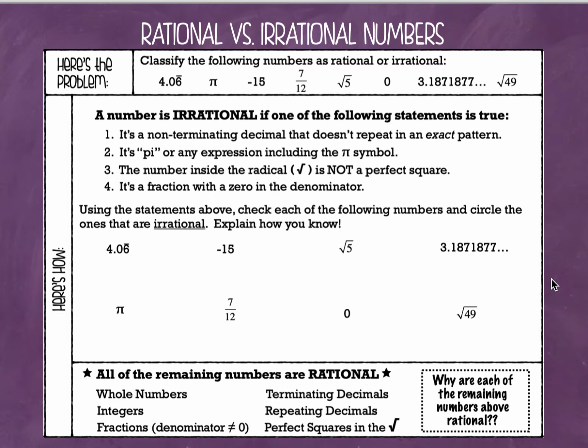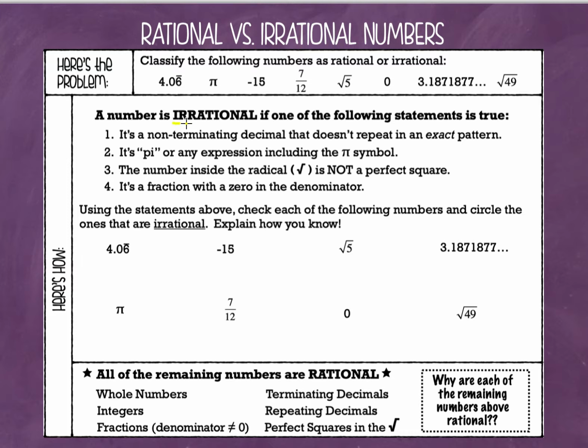Okay, here's the problem. We're going to classify the following numbers as rational or irrational. So we have 4.06 with a little line over the 6. We have pi, negative 15, 7 twelfths, the square root of 5, 0, 3.187, 1877, dot, dot, dot, and the square root of 49. Now, before we learn which type of numbers are rational, I think it's easier to start with the irrational numbers. So let's look at the four types of numbers that are irrational.